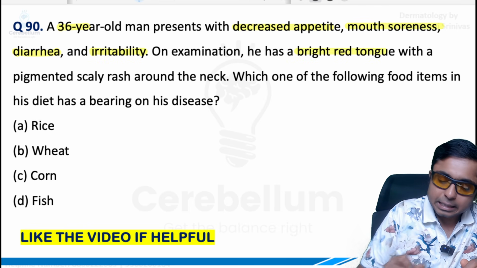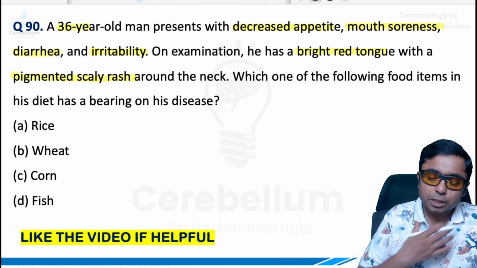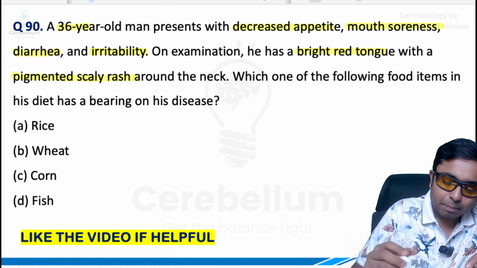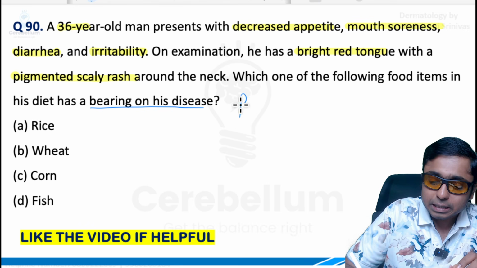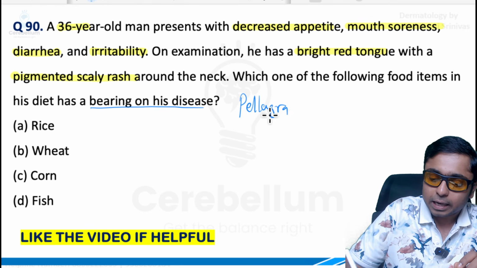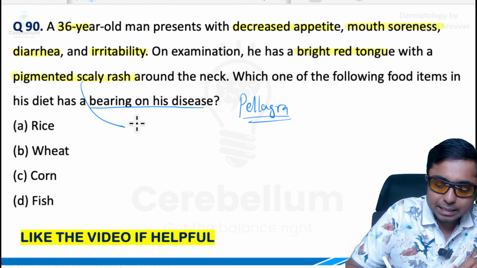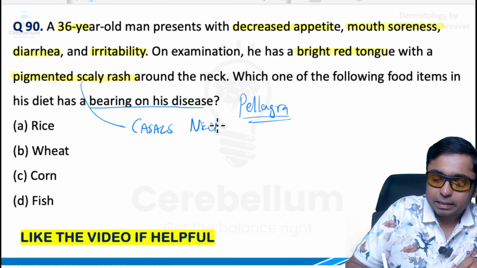Bright red tongue is there, and next is a very important clue: there is a pigmented scaly rash present around the neck. So which food item in the diet has a bearing on this disease? If you have thought of the diagnosis as pellagra, you are absolutely correct. The reason is this pigmented scaly rash. The examiner is talking about Casal's necklace. And with these clues, I hope you have now understood what the answer is.